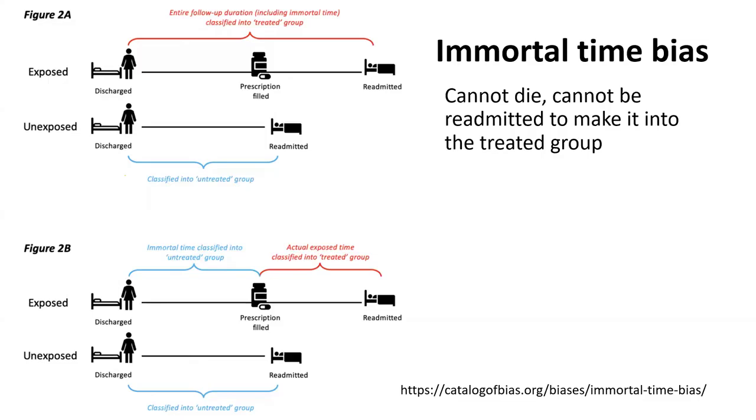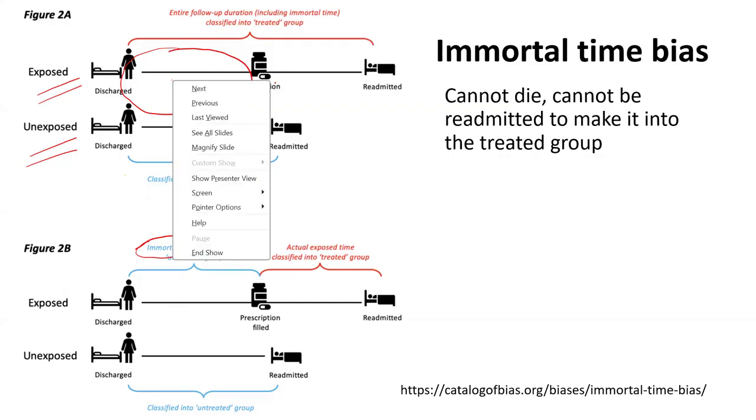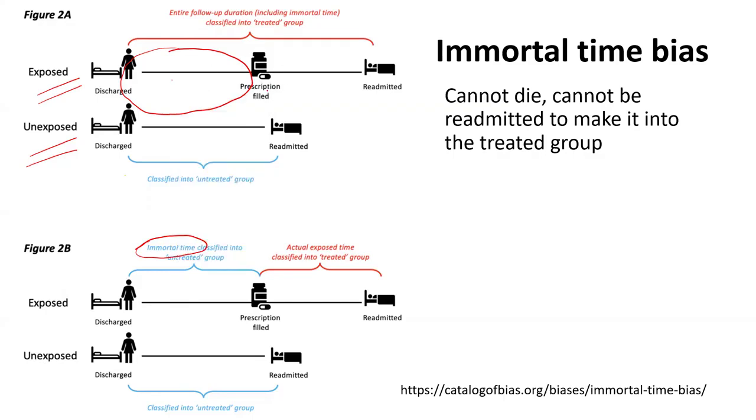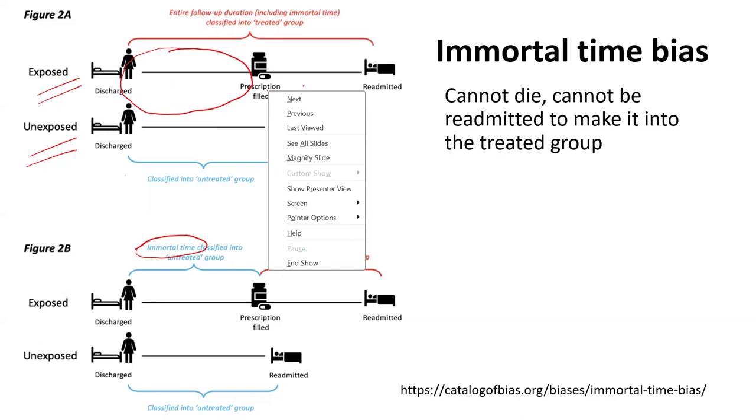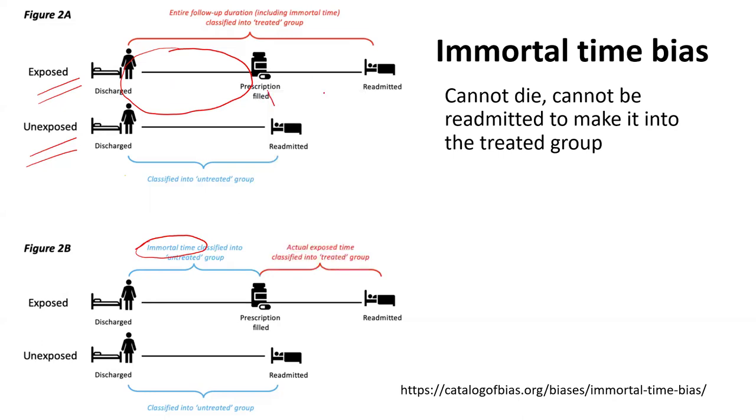So what this graph shows is that at the top, you are including everyone in the exposed group as exposed and everyone here as the unexposed. But during this period, the people in the exposed group are actually unexposed. So this is known as the immortal time. Whatever happens here actually is not in the exposed group. The person in this group has to not be admitted and has to survive till the person receives the prescription to be in the exposed group.